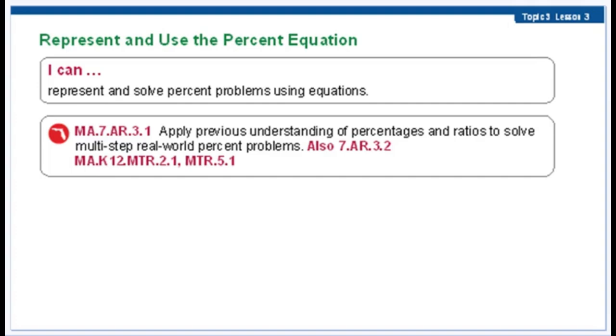And I'm back. Topic 3, Lesson 3: represent and use the percent equation. I can represent and solve percent problems using equations. So, this lesson will be dealing with bat and ball, part over whole equals percent over 100. Just basic stuff that we've been doing for a while now. We've been doing it the last two lessons. We did it last topic. We're getting into it now. We can do it.